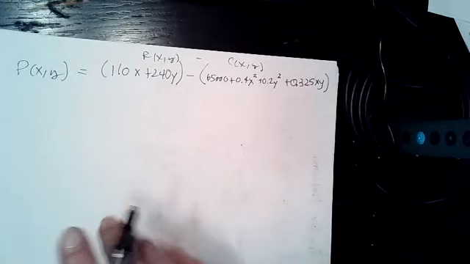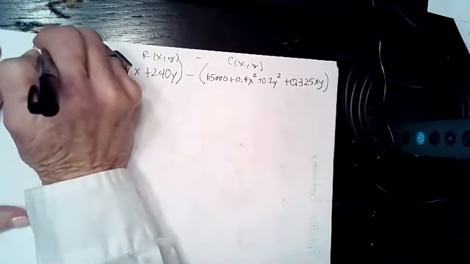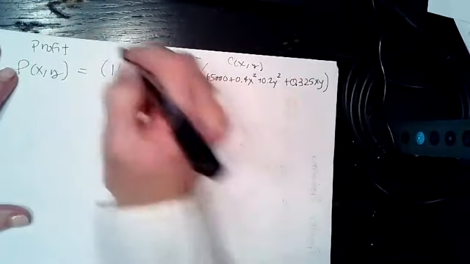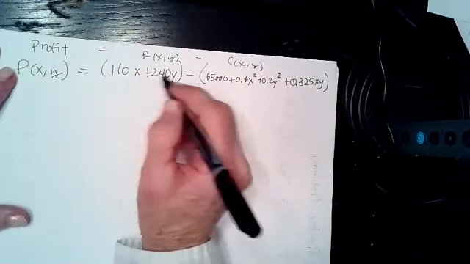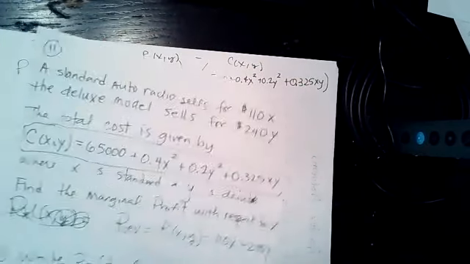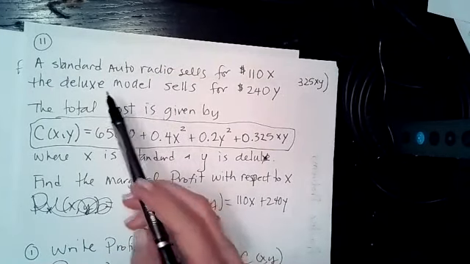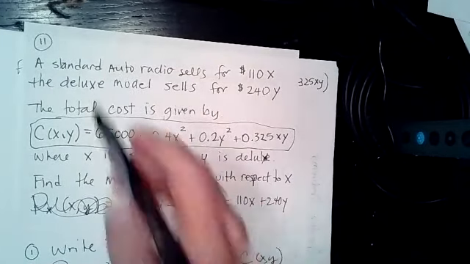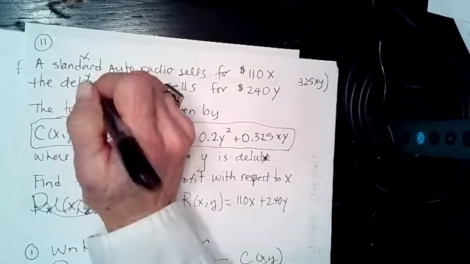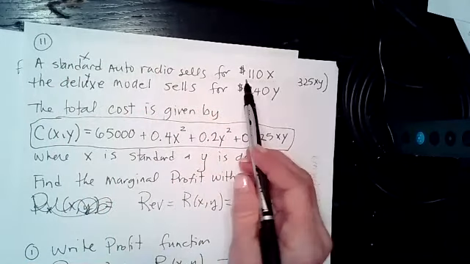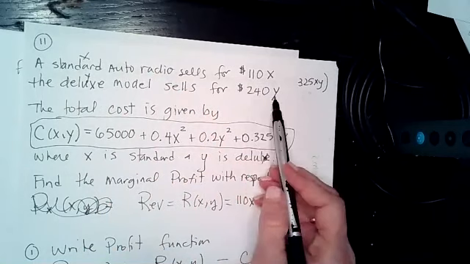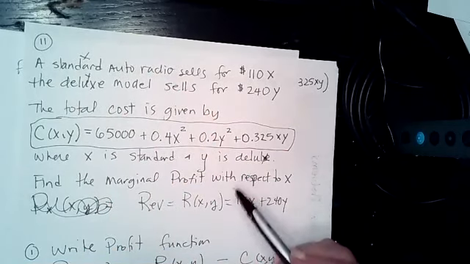So profit is revenue minus cost. And we had to write the revenue function. Does everybody see how we got the revenue function? Because it said, how much do you make? Revenue means how much do you make? Well, X is the standard and Y is the deluxe. So you make 110 for every standard plus 240 for every deluxe. So that's my revenue, okay?